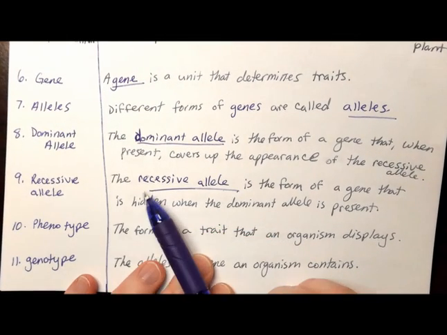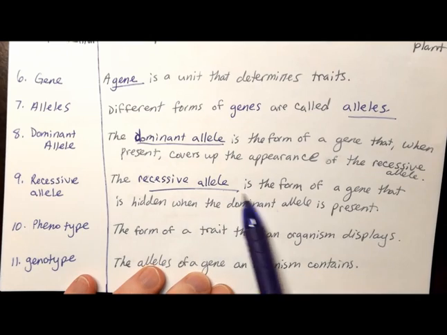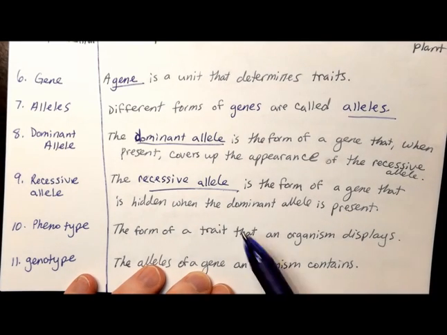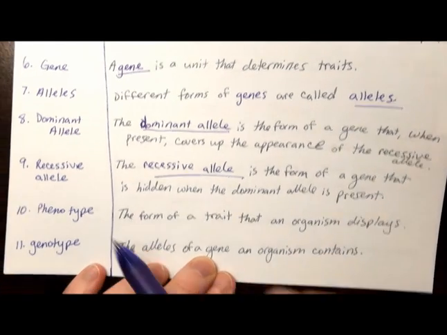Number 9 is recessive allele. The recessive allele is the form of a gene that is hidden when the dominant allele is present.